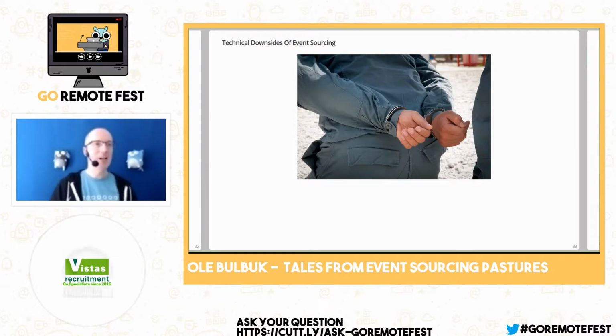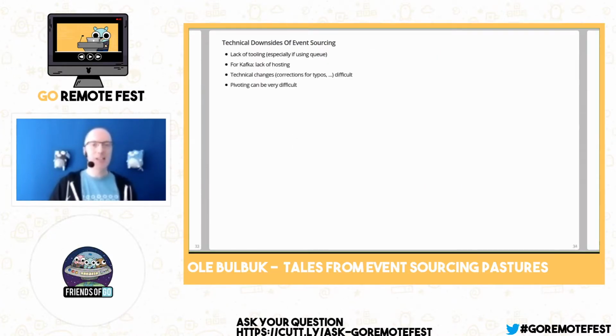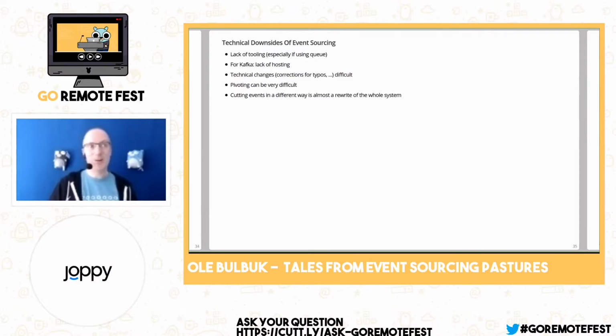And unfortunately, this wasn't all. Pivoting can be even more difficult, of course. You don't have only small technical changes to events. Now you need real business changes to events. And this is even more difficult. And cutting events in a different way is totally impossible.